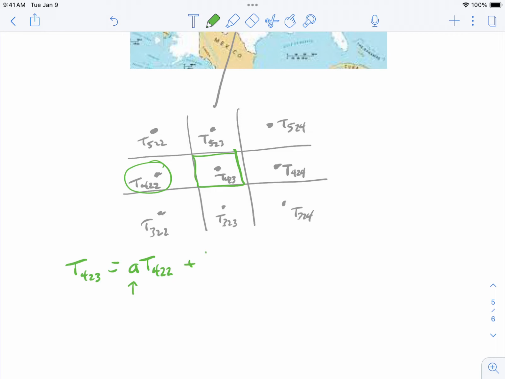And then it would depend a little bit on this temperature too, so they'd have some different constant times that temperature. And it would probably depend on this temperature too, so they'd have another constant times that temperature. And I bet you it would depend on this temperature too, so they'd have a different constant times that temperature. And then, things that are happening here might be important, so there'd be another constant times, here we are, 423, this temperature. Look at that.